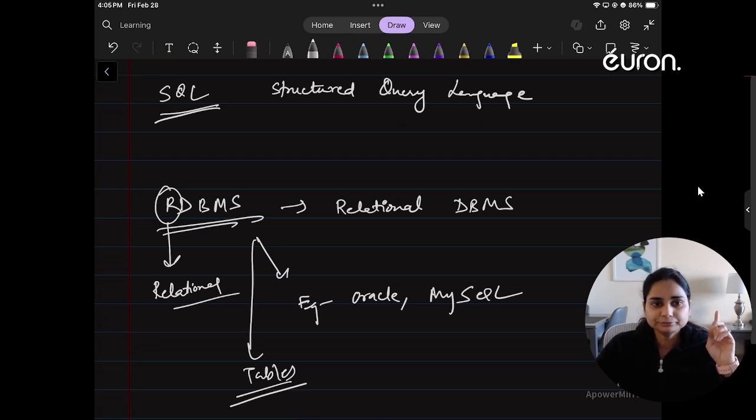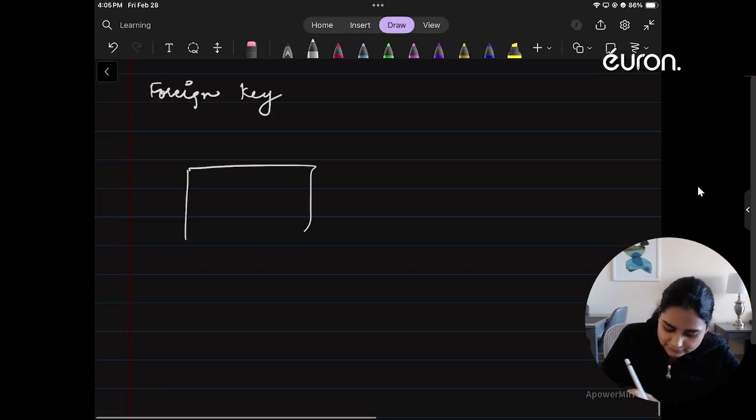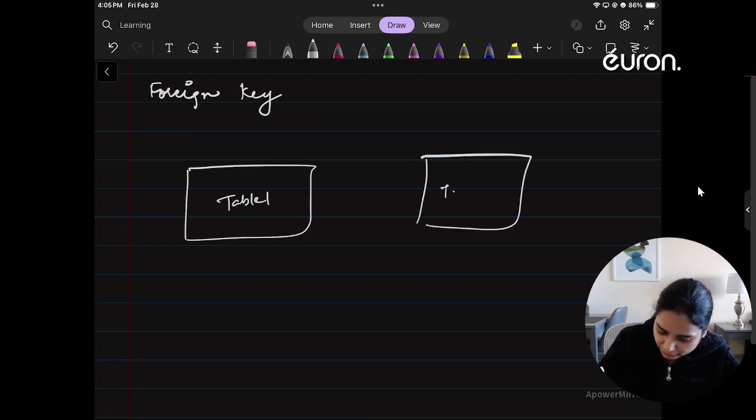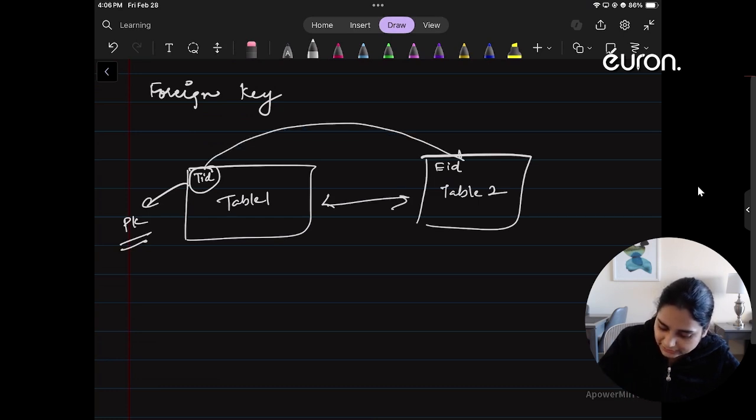So when you talk about building a relationship between the tables, how do we do it? We are able to do it with the help of a foreign key. What is the meaning of that? Suppose you have a table 1 and a table 2. Let us say here we have some id, tid, and here we have something like eid. This tid is the primary key for this table. But if we want to link both of these tables together, we are going to use this tid here as well.